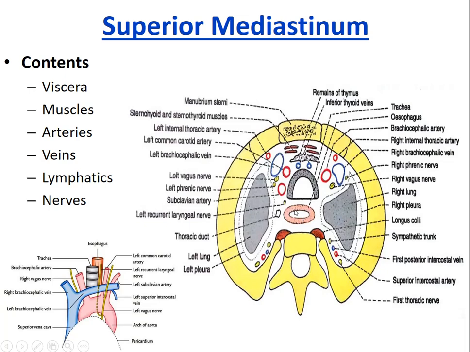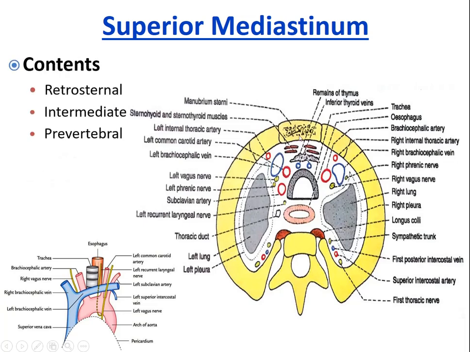Now between the major blood vessels there lie the phrenic and vagus nerves on both sides. And further anteriorly, just parasternally, we have the internal thoracic vessels. And further laterally, you can see the apex of the lung and cervical pleura, which lie in the lateral aspect, but they cannot be included in the superior mediastinum because they are between the two pleural cavities.